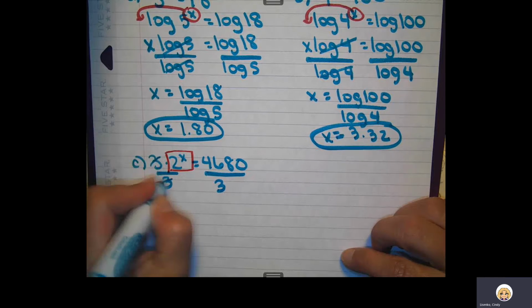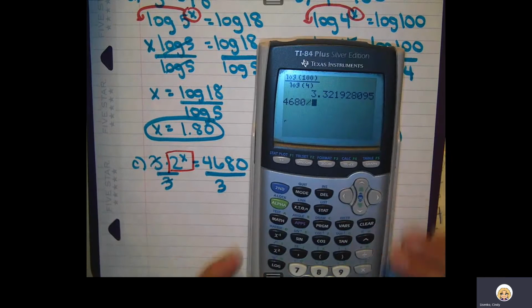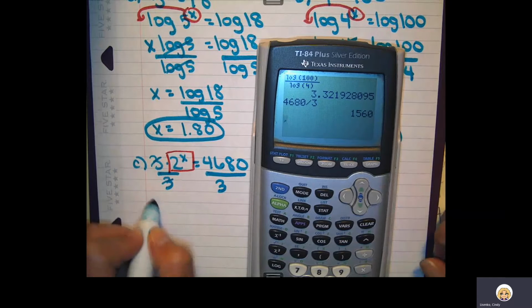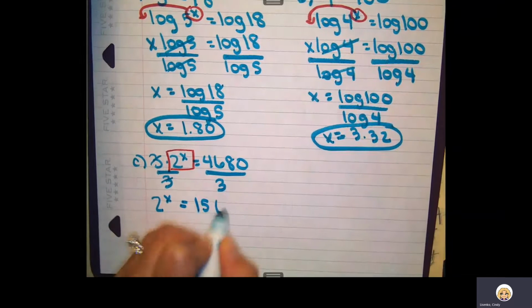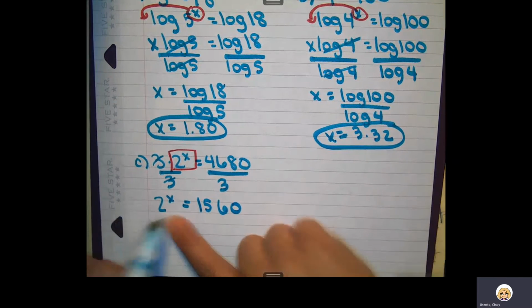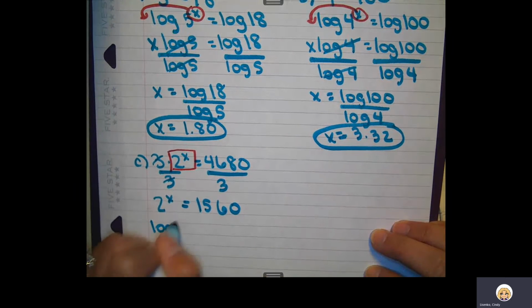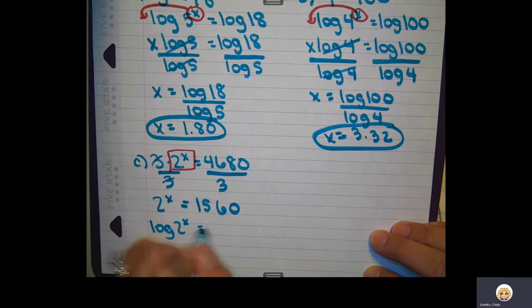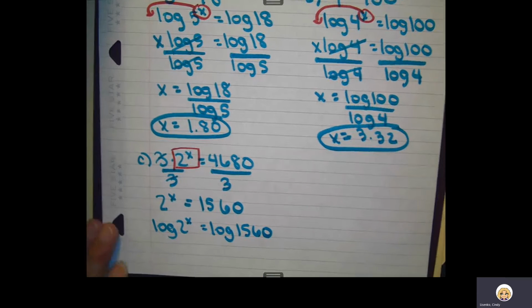So the 3's cancel out. If I do 4680 divided by 3, we get 1560. So our new equation is 2 to the x equals 1560. Because this power is all by itself and I can't find a common base, I'm going to give the log to both sides. So we have the log of 2 to the x equals the log of 1560. Remember to give the log to both sides.